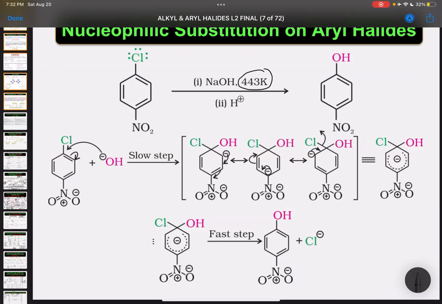So how does it happen? Initially the lone pair of the Cl was involved in the resonance. Now the OH minus, which is taken at a sufficiently high temperature, will have sufficient kinetic energy to come and donate its electron pair to the benzene ring. Because it is of sufficiently high energy, it will be able to push aside the pi electron cloud of the benzene ring.